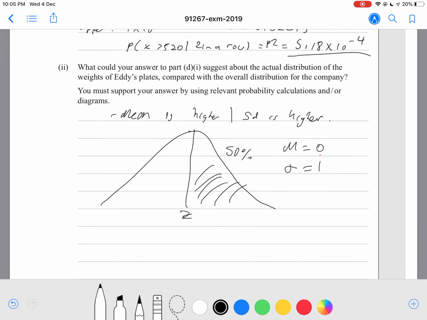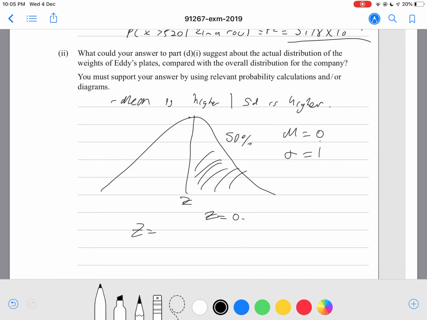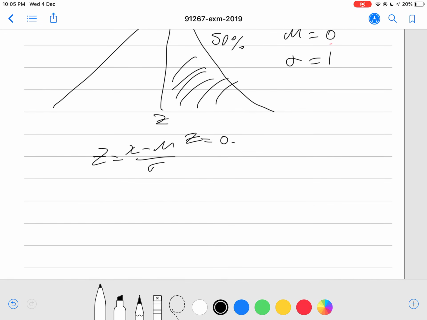Okay. So our z value is actually equal to 0. So we're going to use z equals x minus our mean over our standard deviation. Let's say our standard deviation stays the same. So z equals x, which is 520, minus our mean, which you don't know, divided by the standard deviation. Therefore 0 standard deviations is equal to 520 minus u.